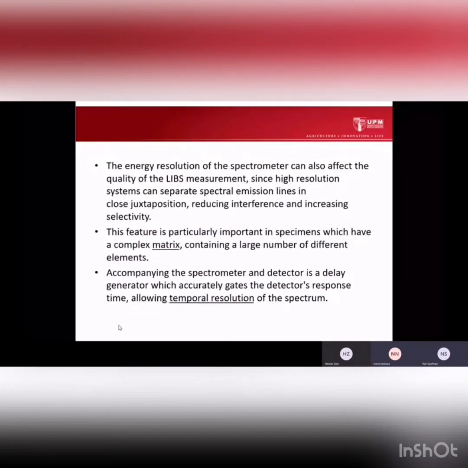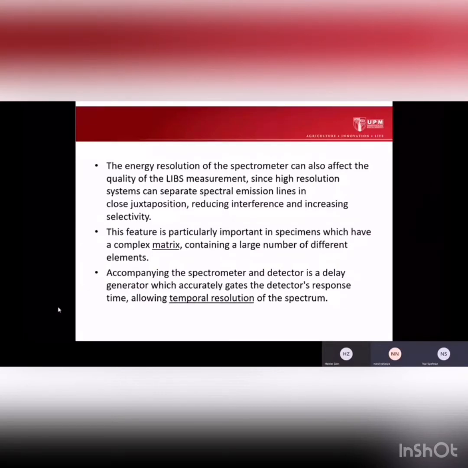Okay, let's talk about the energy resolution of the spectrometer. When we have a high resolution system, we can separate spectral emission lines in close juxtaposition. It means comparison. When we separate the spectral emission, as shown in the figure just now, when we separate the band of color, we can make a comparison. This color stands for what? This wavelength stands for what? So, when we have high resolution, it can also reduce interference and increase selectivity.